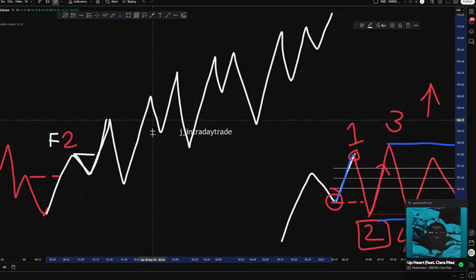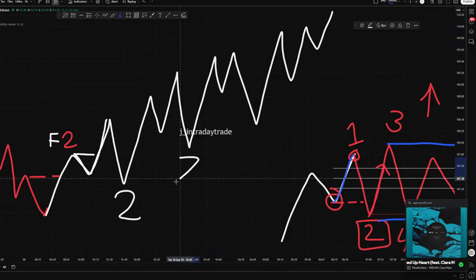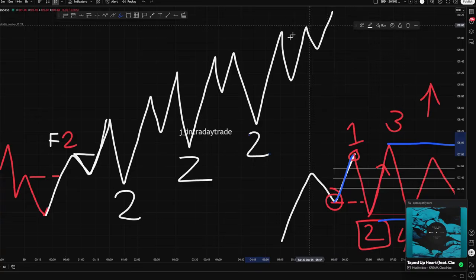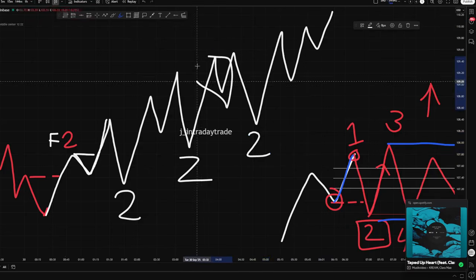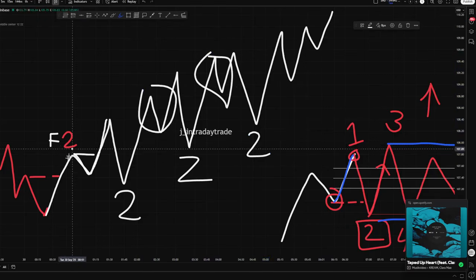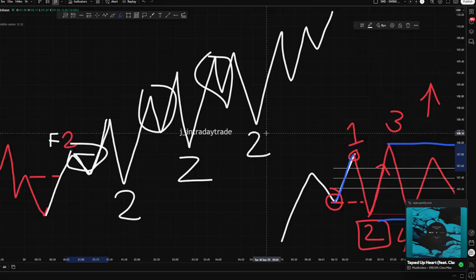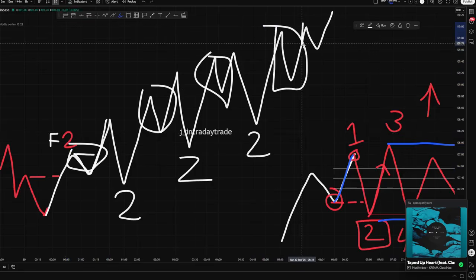But look at this, right? Two, two, two, no two, right? Where is the sweep of the breathing room? This is a sweep of that, sweep of that, sweep of that. I understand why it's so important to understand where the breathing rooms are located, right? And this is also a breathing room, but within the sweep. And this is also a breathing room.